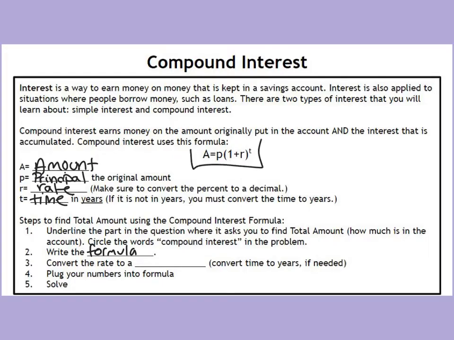The second step is to write the formula, and you're going to use this formula right up here: A equals P, open parentheses, 1 plus R, close parentheses, to the T power. The third step is to convert the rate to a decimal, so that means you're going to divide your rate by 100, and then you're also going to convert the time to years if needed. Plug in your numbers into the formula and then solve.